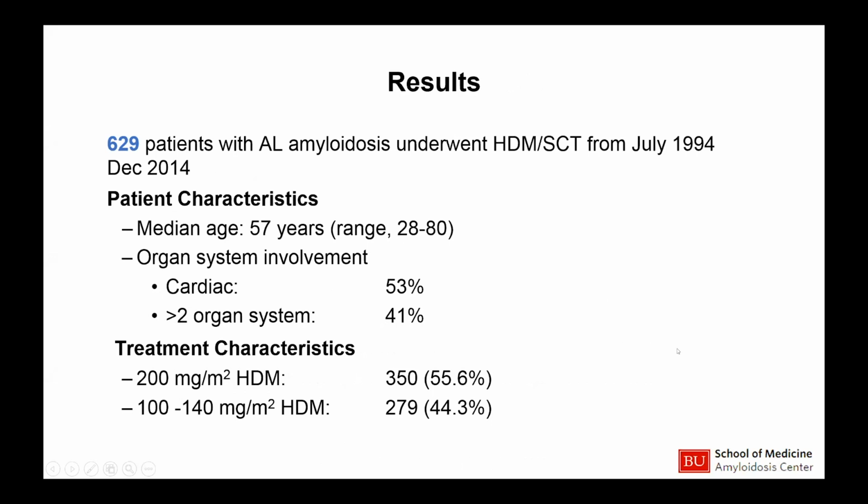629 patients with AL amyloidosis have undergone stem cell transplantation from July of 1994 to December 2014. The median age is 57 years, and more than half of the patients had cardiac involvement, and 40% of patients had greater than 2 organ system involvement. The majority of the patients have received full high-dose melphalan at 200 milligrams per meter square, and 45% of the patients have received modified high-dose melphalan at 100 to 140 milligrams per meter square.